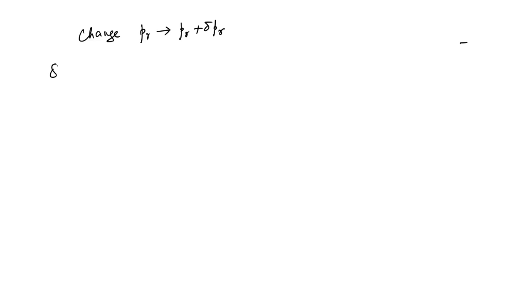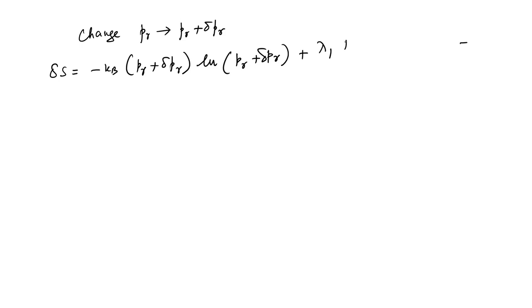So delta S is equal to minus k sum over R of P_R plus delta P_R log, or we write it as natural log, so that's best to continue, of P_R plus delta P_R, plus lambda 1 E_R times P_R plus delta P_R, plus lambda 2 times P_R plus delta P_R. Okay.